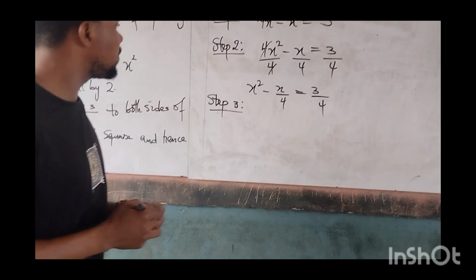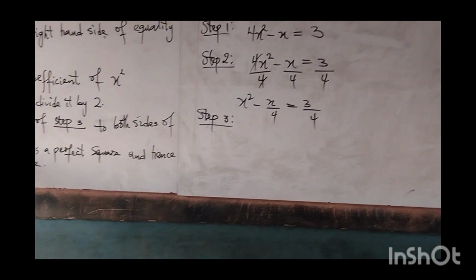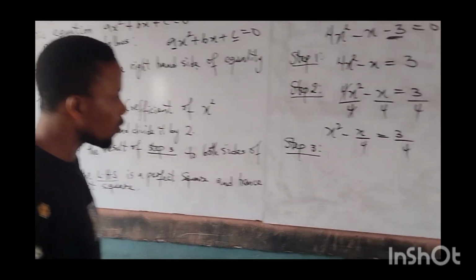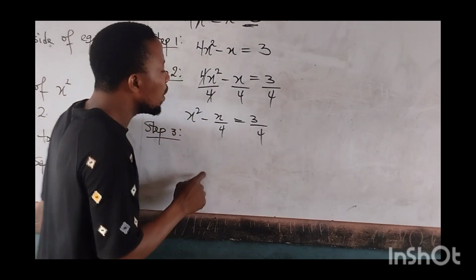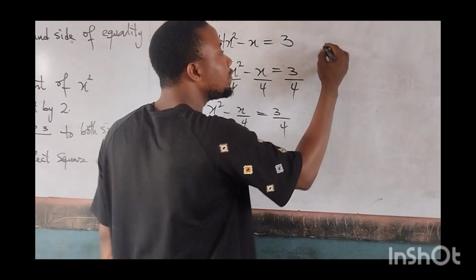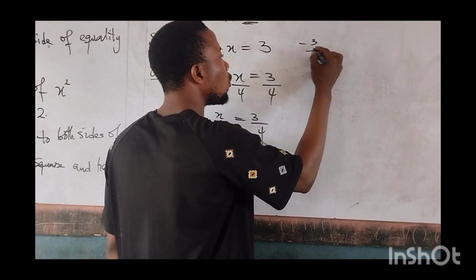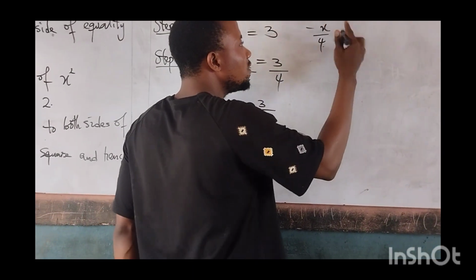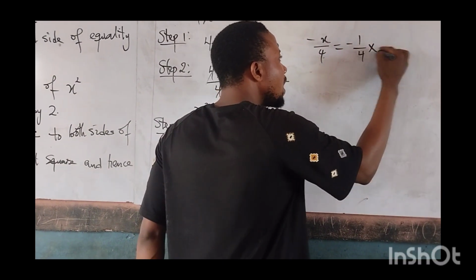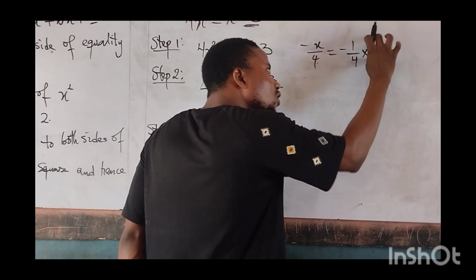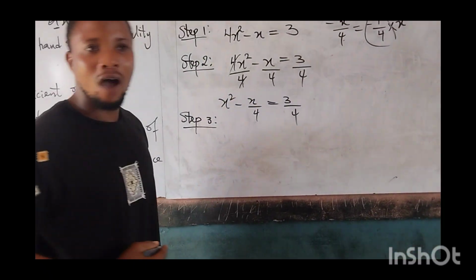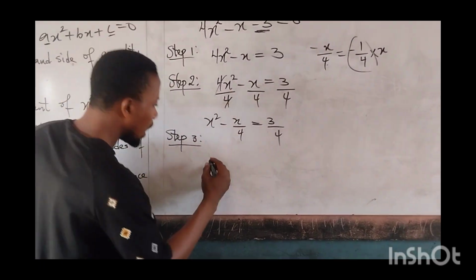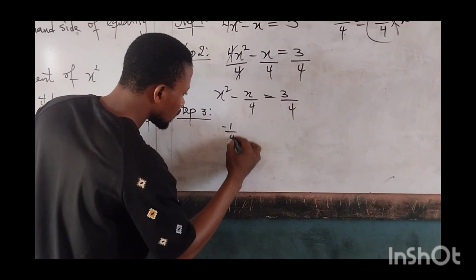Now, step 3. Step 3 states that you take the coefficient of x. What is the coefficient of x in this place? Minus 1 over 4. Because if you have something like this, minus x over 4, what is the coefficient? This simply means you have minus 1 over 4 times x. So the coefficient of x here is minus 1 over 4. Take note of that.